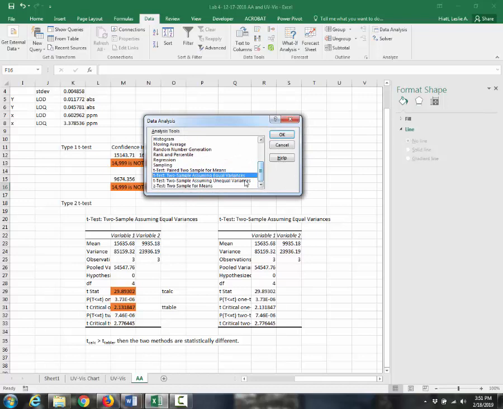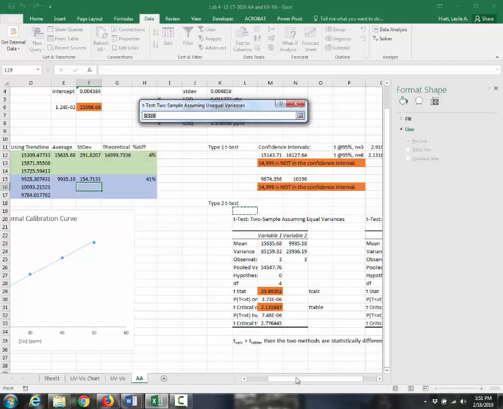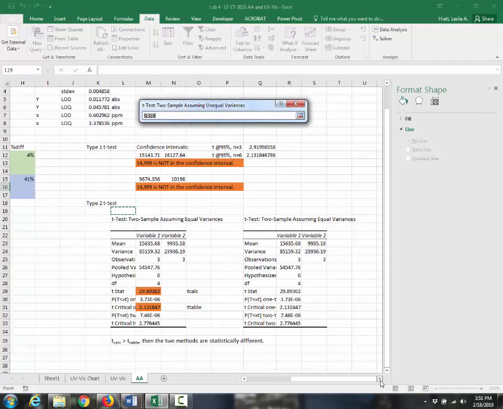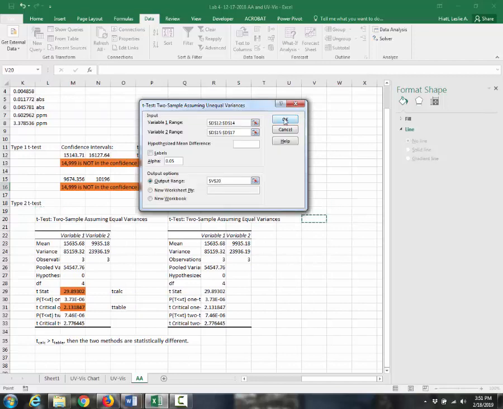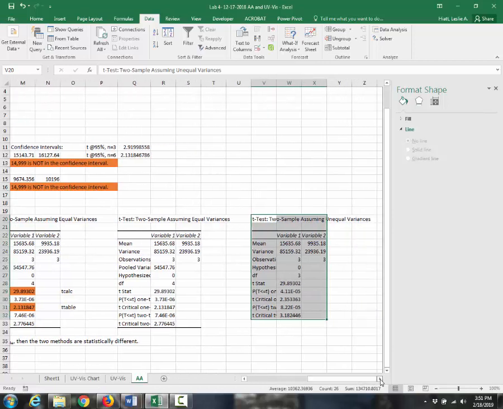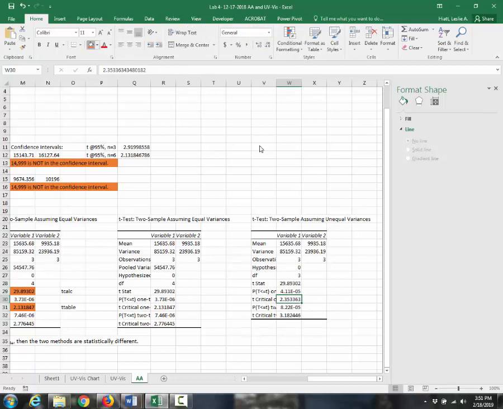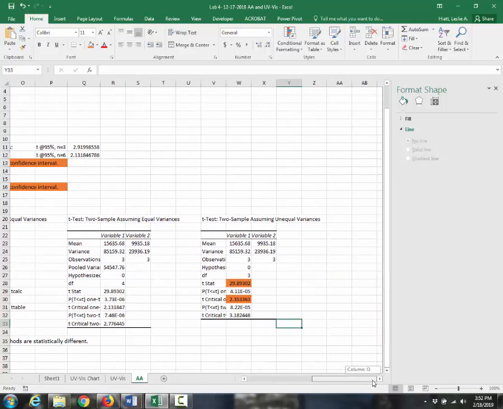So if we did unequal, it's the same process. You would choose your data sets here and here, and then you would tell it where to output it. I'm going to move it over here. And now I've got my t-test assuming unequal variances. But either way, you are still ending up with a t-stat that is drastically different and drastically higher than my t-critical, at least for the corn syrup compared with that in water. And that was kind of the whole point.